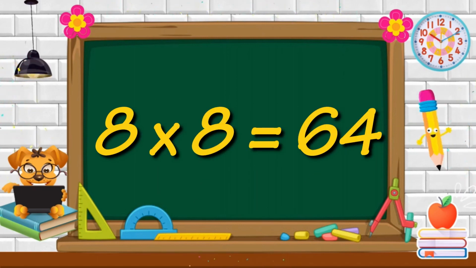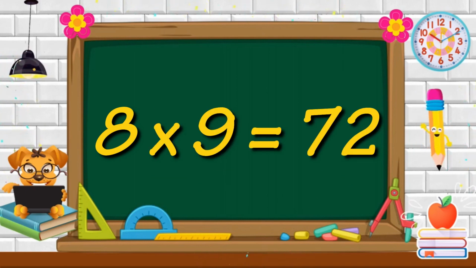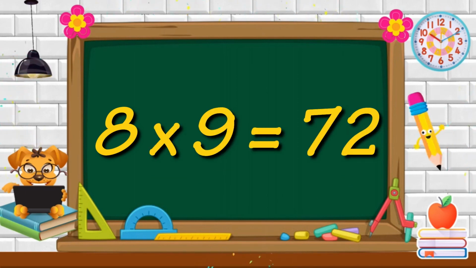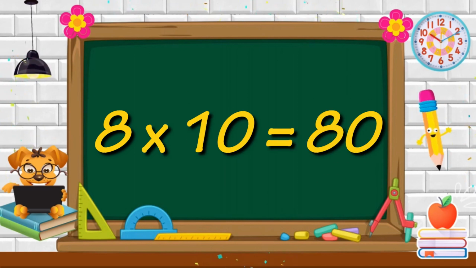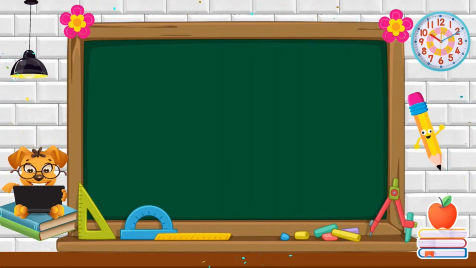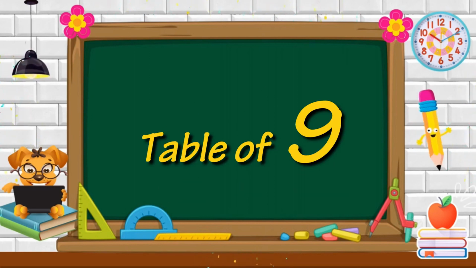8 eights are 64. 8 nines are 72. And 8 tens are 80. Now table of 9.